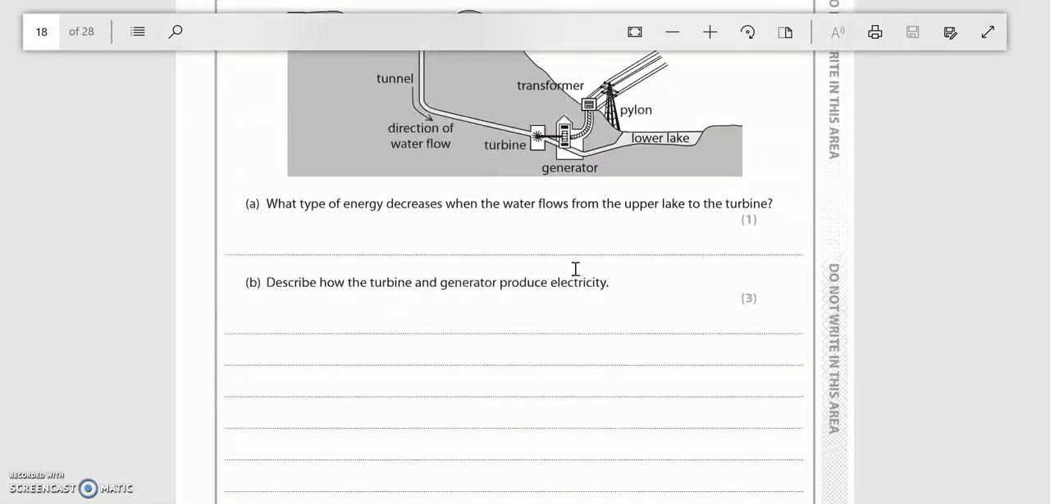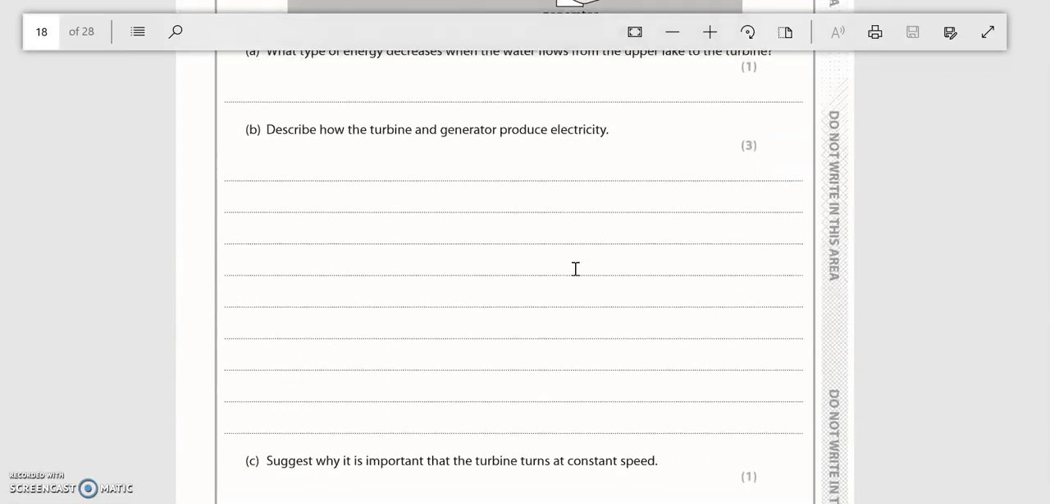That leads into the second part, which is less about energy transfers and more about electromagnetism, because there are 5 marks that you can get here, of which you only need to get 3. Only one of the marks is to do with the turbine. So the first possible mark is just that the turbine spins. You can get a mark for that. The other 4 marks are for describing how the generator actually turns that kinetic energy into electrical energy.